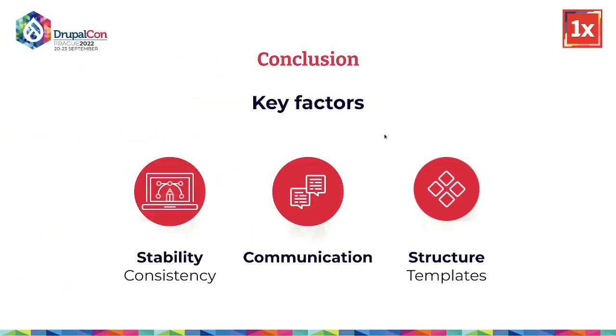So the conclusion of this workshop is that we have three important points. The first is stability. We need to match the design that Lara, in this case, provides us. We need to match the atomic design that we are using in order to have consistency between the designers and the developers. Of course, the most important thing is the communication.